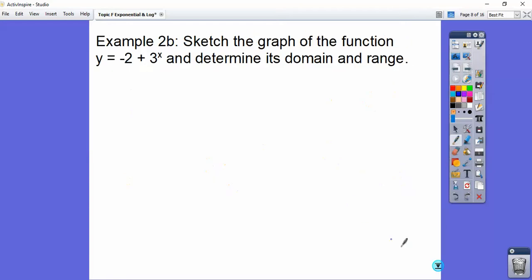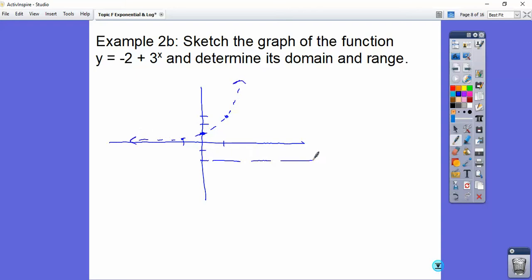You guys do this one. So parent function is 3 to the x. 3 to the negative 1 is 1/3. 3 to the 0 is 1. 3 to the first is 3. So there's your parent. This graph is moving down 2. So your horizontal asymptote ends at -2. Move each of your points down.